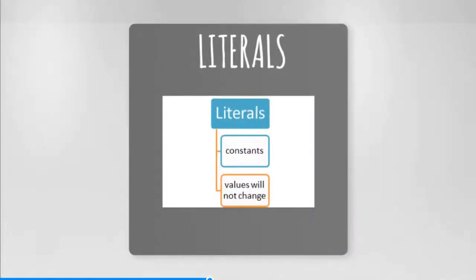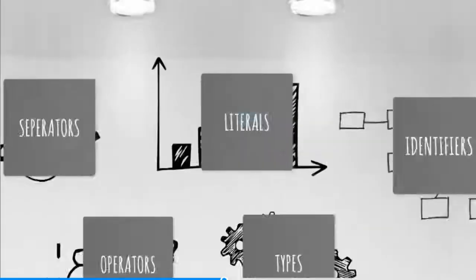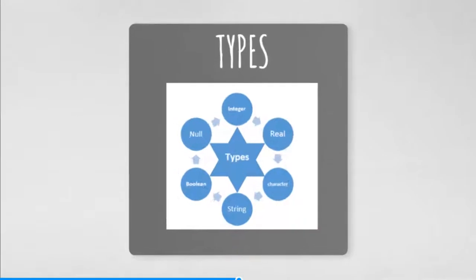Literals. They are otherwise called constants, where the value will remain the same throughout the program execution. The types of literals are integer literal, real literal, character literal, string literal, boolean literal, and null literal, all the different types of literals.